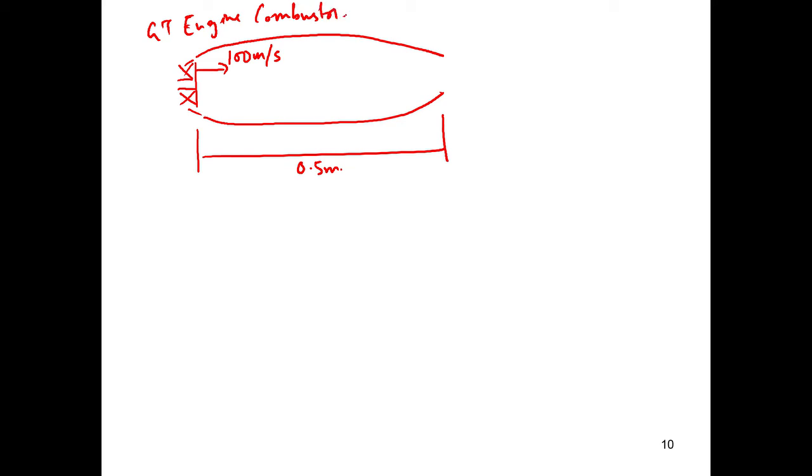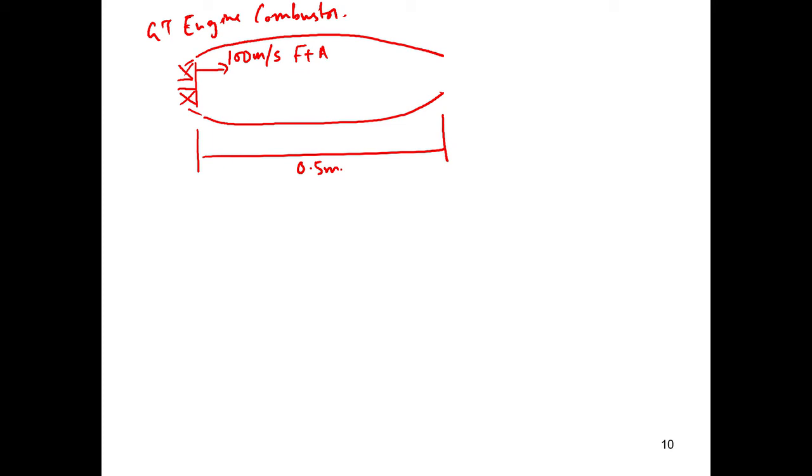So, here the fuel air mixture is coming at a velocity of 100 meters per second, and the length of the combustor is 0.5 meter. Now, of course, there are many complexities. In a gas turbine engine we inject the fuel in liquid form, so it is injected in a spray form. The spray must break up, atomize, evaporate, mix and then combust, but let us not go into these things.